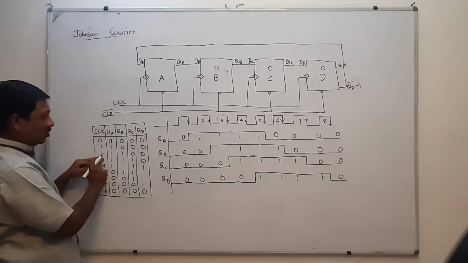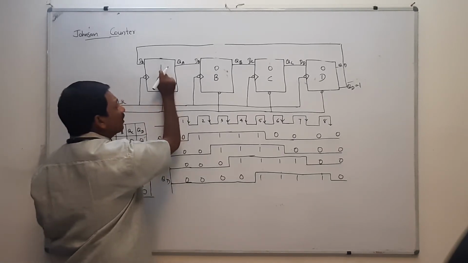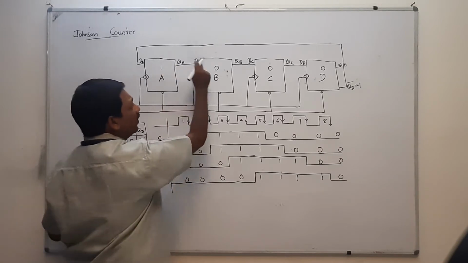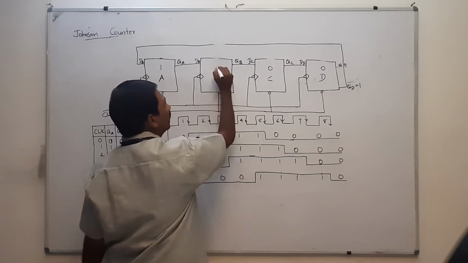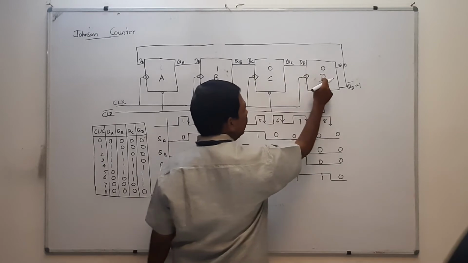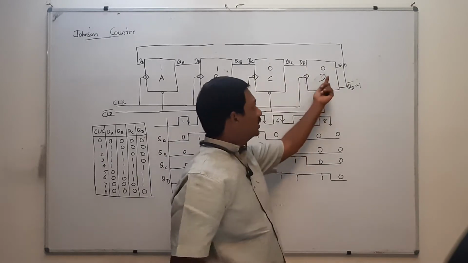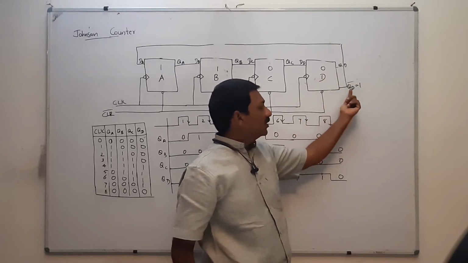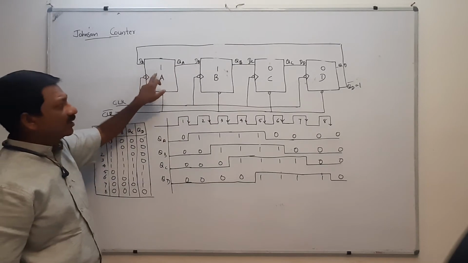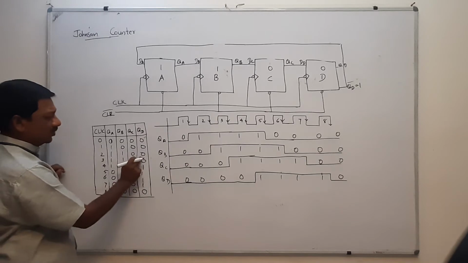For the second clock pulse, the content of A is copied to the content of B, that is 1. Content of B is copied to C, content of C is copied to D, and the complement of that will be copied to this place. That means again that is 1. That means 1 1 0 0. That is why you have 1 1 0 0.